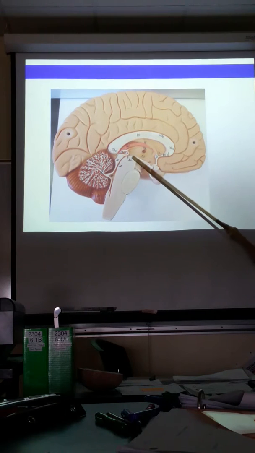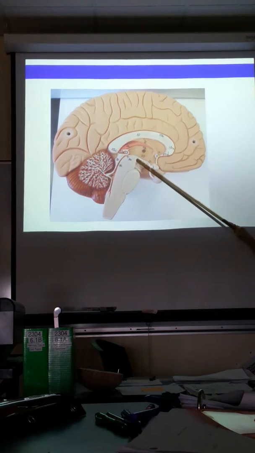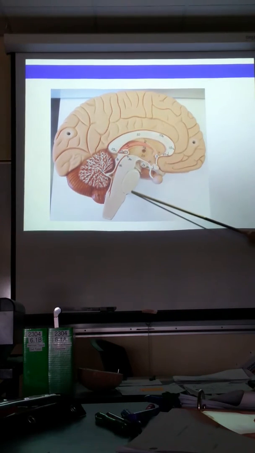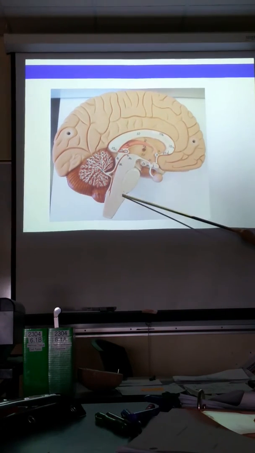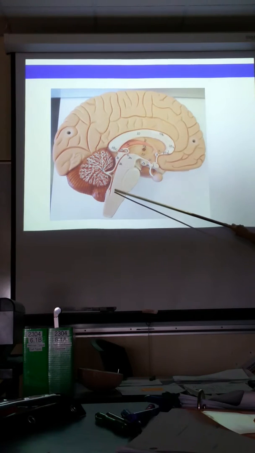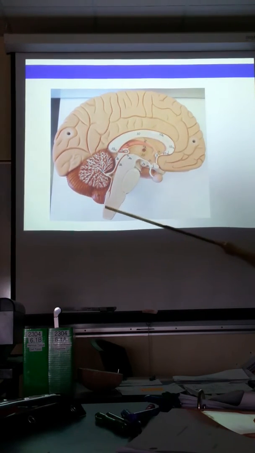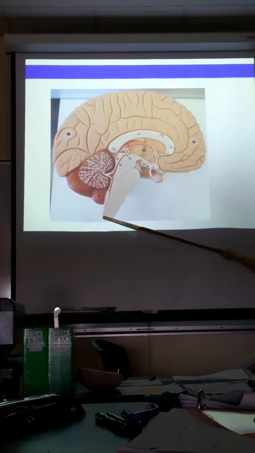So what would this region of the brain be? The midbrain. See this right here, that bulge? The pons. See the second little bulge there? The medulla oblongata. And then what's this from here down? Spinal cord.